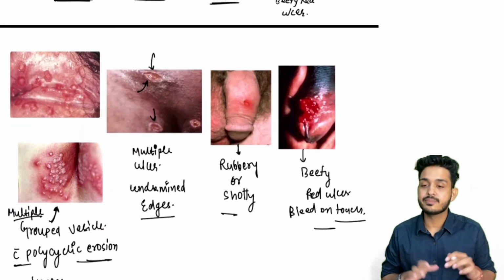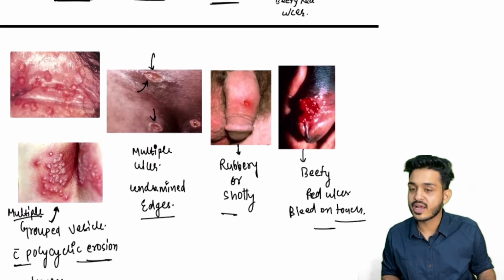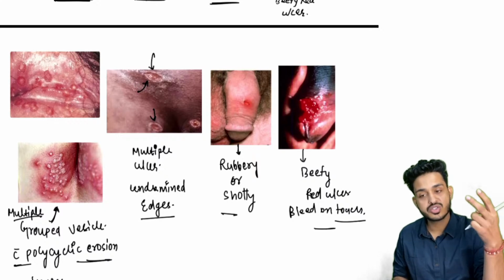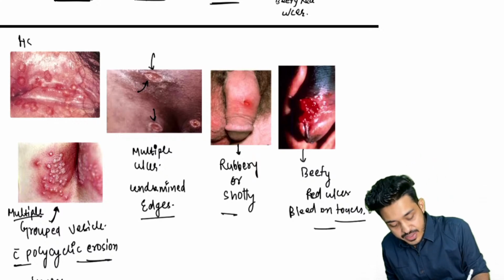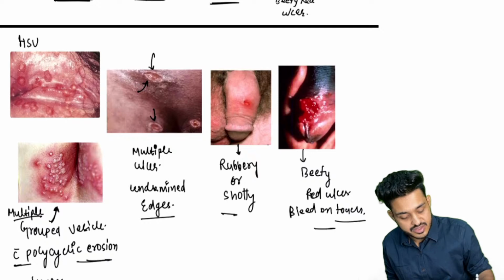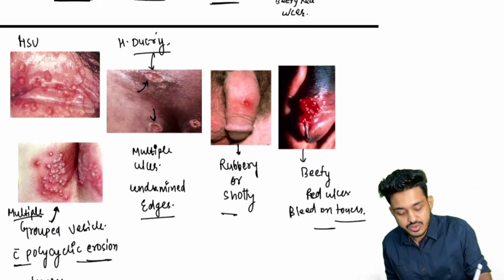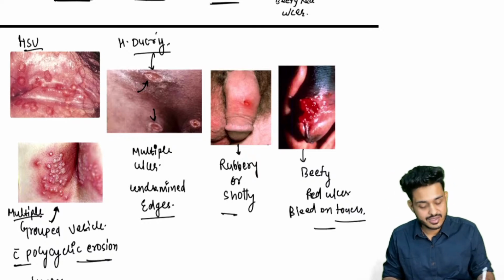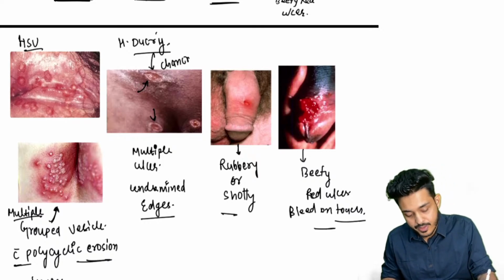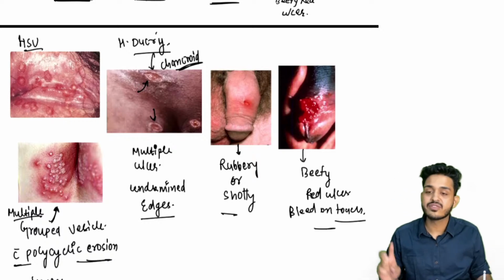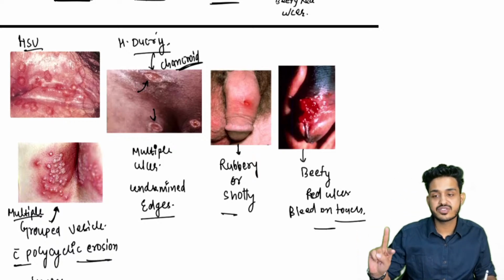First thing, you will see the pain. If there is pain, what will happen? Pain can be in two situations. First one would be HSV. Second one would be this one, Haemophilus ducreyi. Okay, ducreyi. So these two things can happen. That is your chancroid. So painful will be two things, HSV and chancroid.